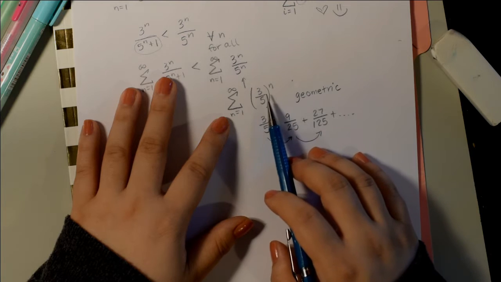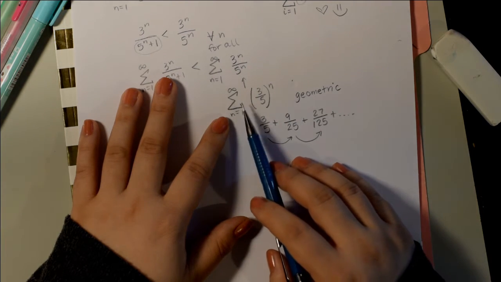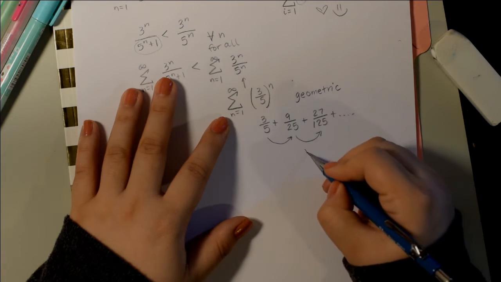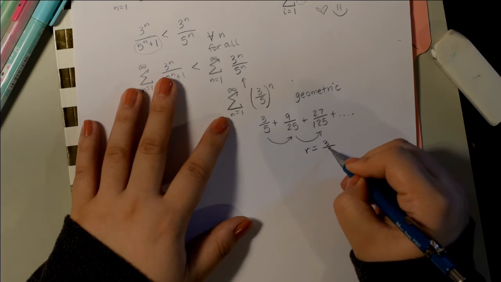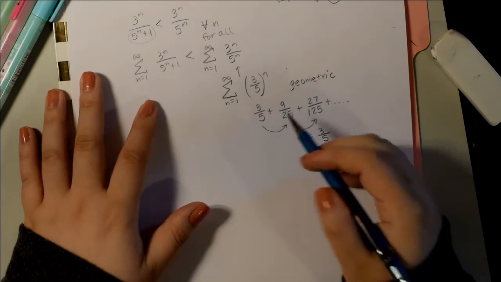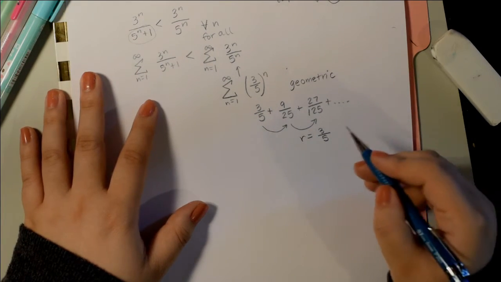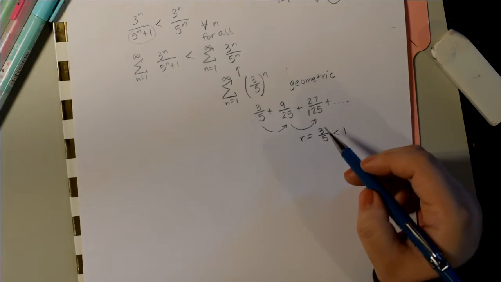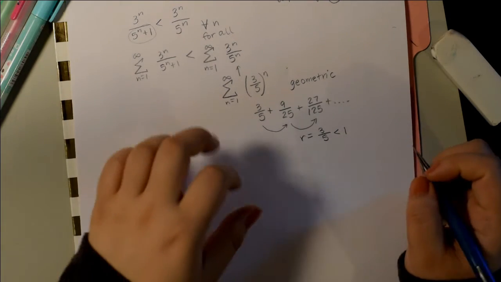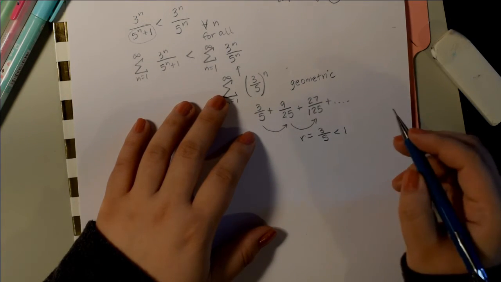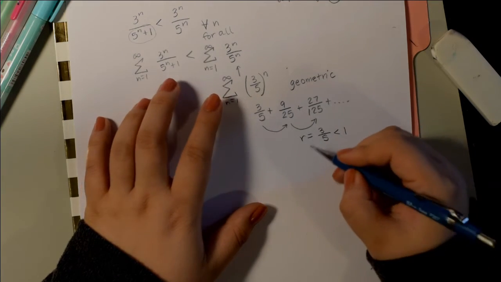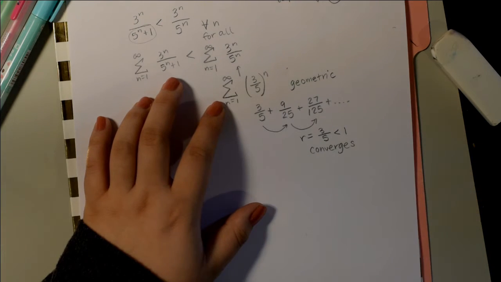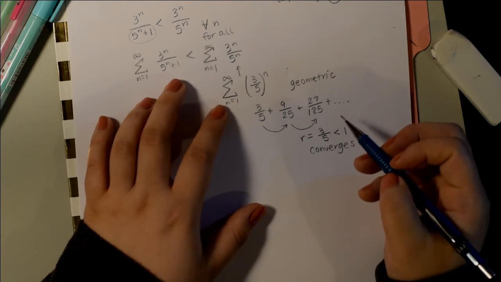Plug in 1, plug in 2 is 3 over 5 squared, multiply another 3 over 5, then I get 3 over 5 cubed, right? So my r is 3 over 5. That's what I'm multiplying between terms. And since that value is less than 1, or the absolute value of it for the negative case, in this case it doesn't matter, but since it is less than 1, this series converges. And that's just how geometric series work, right?